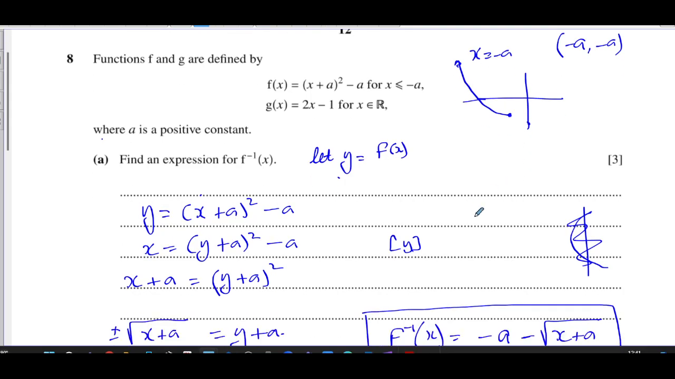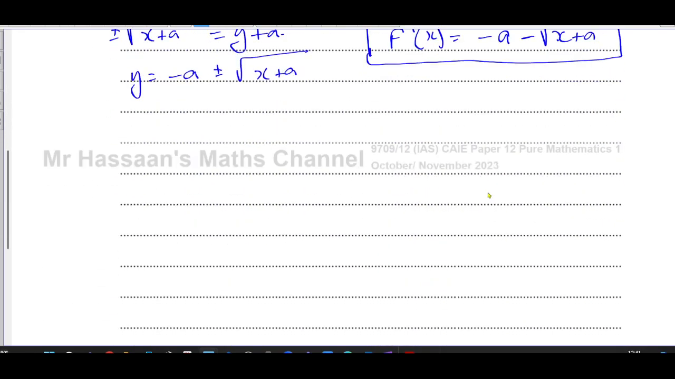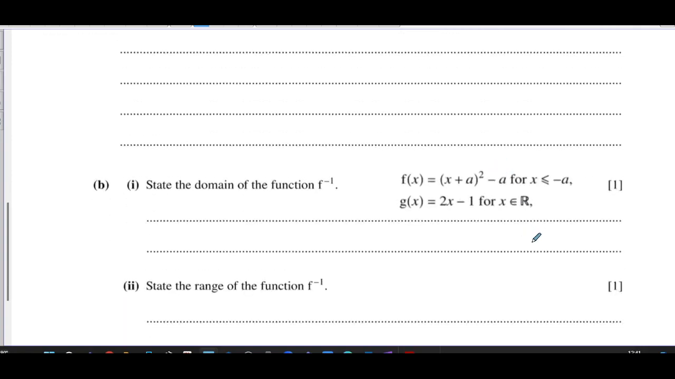Okay, so there's the answer to part A. Part B says state the domain of the inverse function. Now, the domain of the inverse function is the range of the original function. So the domain of the inverse function is the range of f.